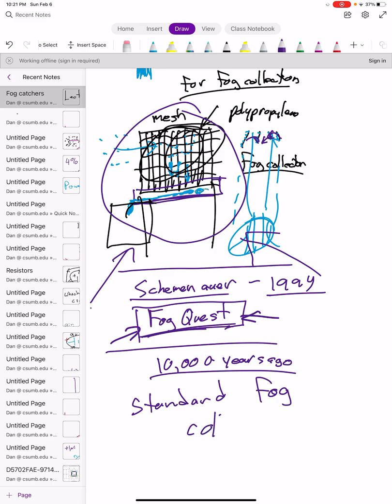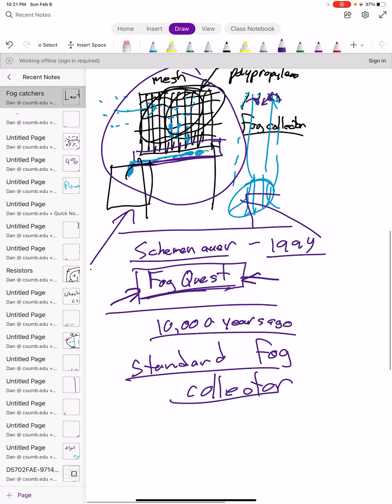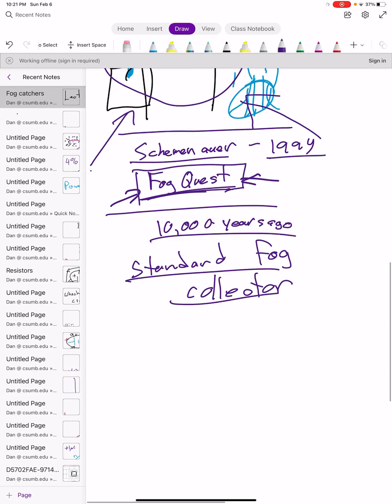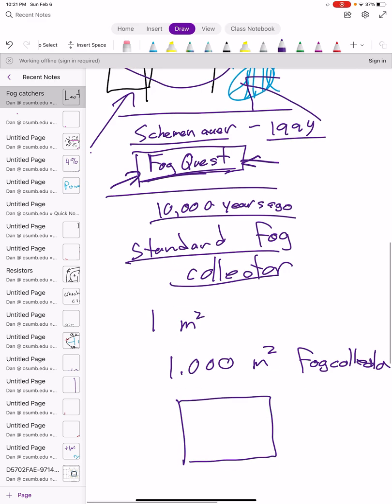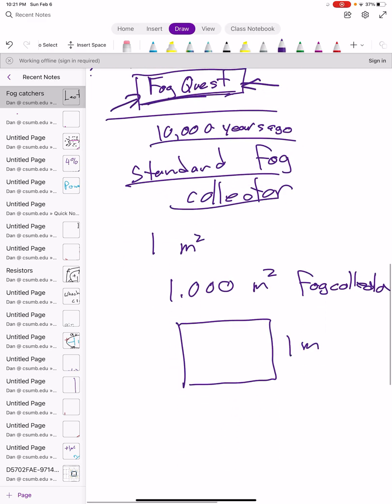But it is the design that I build. So I'm using essentially the same thing he talked about. A couple of features of this design are it's a 1 square meter, and I shouldn't just say 1, I should say 1.000, probably within a centimeter, square meter fog collector, which means that each side of the square of the fog collector has a length of 1 meter.